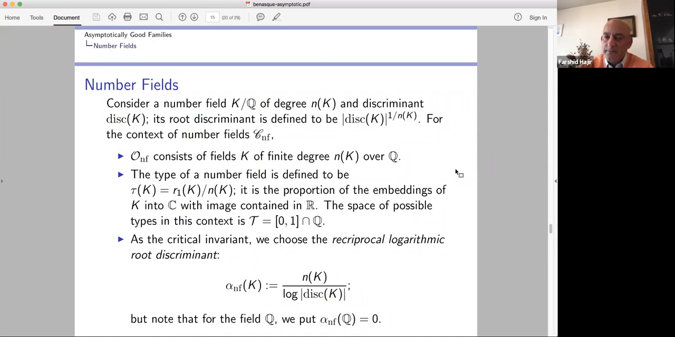So the set of objects are algebraic number fields. And the type of a number field here is R1 divided by n. R1 is the number of real embeddings of the number field. And R1 divided by n, Faltings once told me you should call it the reality of the number field. It's the proportion of the primes, or not the primes, the embeddings, which are real. And notice that the type space here is kind of a weird object. It's the set of rational numbers between 0 and 1.